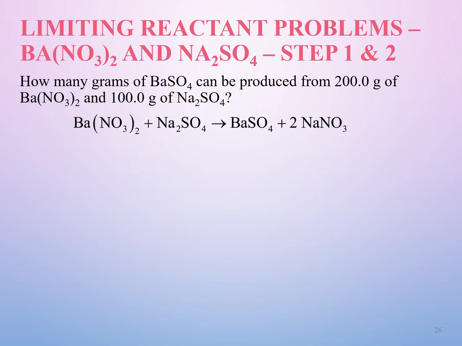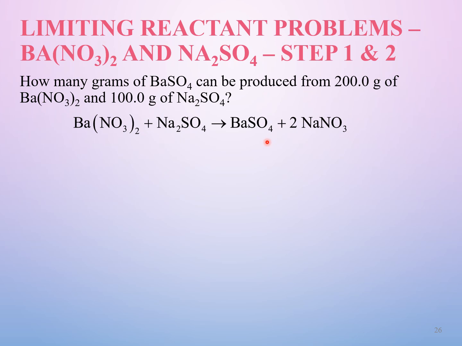So here's another question. How many grams of BaSO4 can be produced from 200 grams of Ba(NO3)2 and 100 grams of Na2SO4? So we have two reactants here, both have their own amounts. Based on this balanced equation here, you turn the 200 grams of barium nitrate to moles of barium nitrate, and then you find out how many grams of barium sulfate you can make. You use the mole ratio, 1 mole of barium nitrate to 1 mole of barium sulfate, and then you get your moles of barium sulfate here. You can use the molar mass to turn it to grams of barium sulfate.